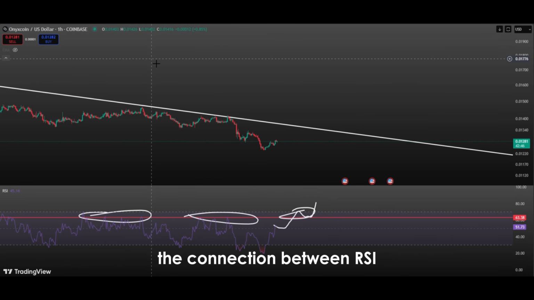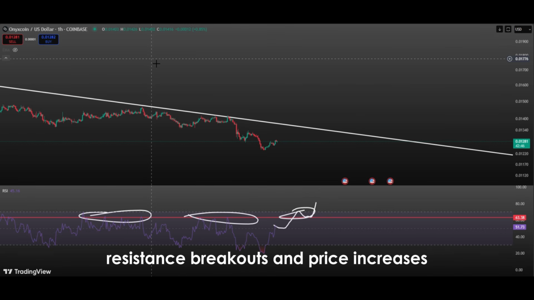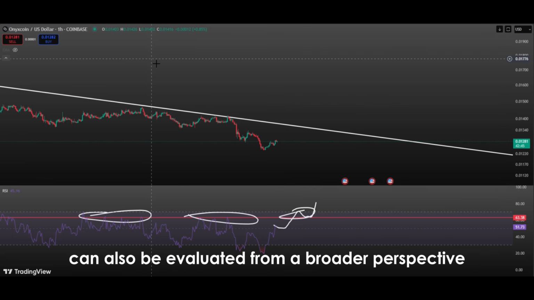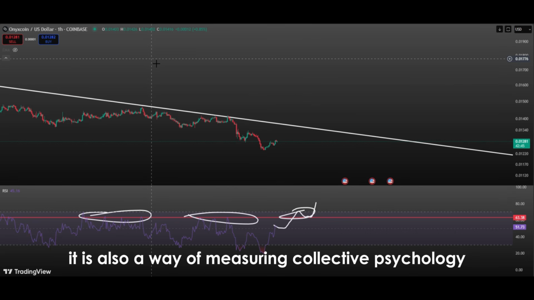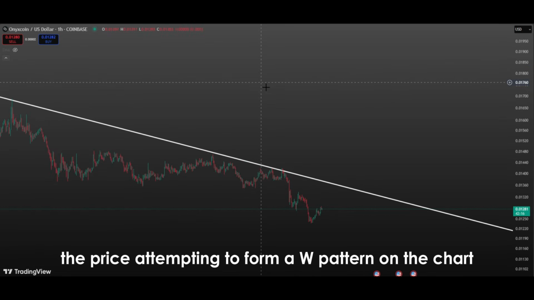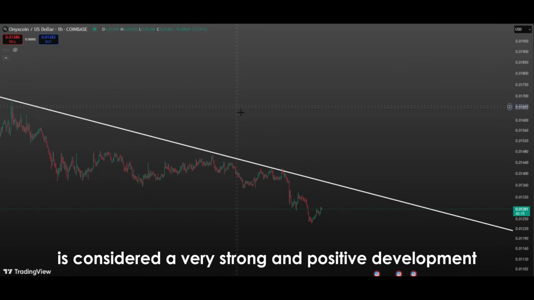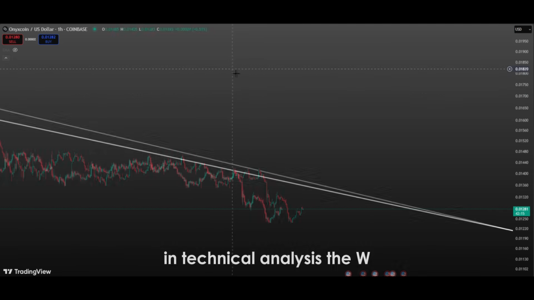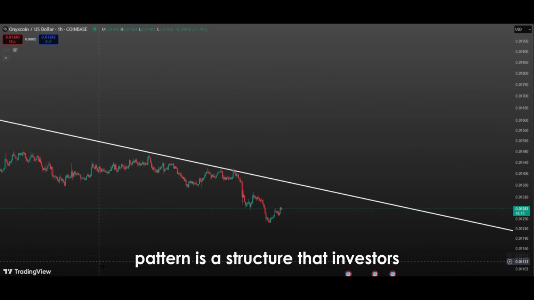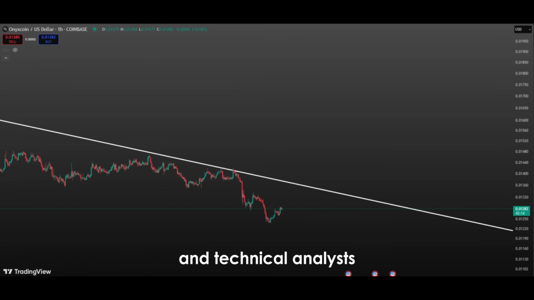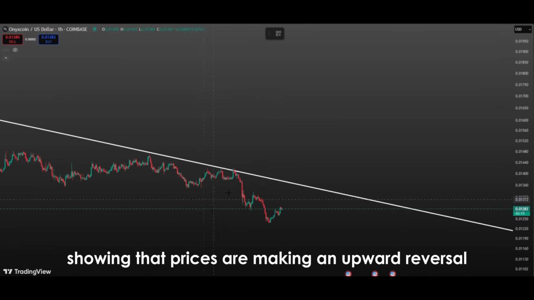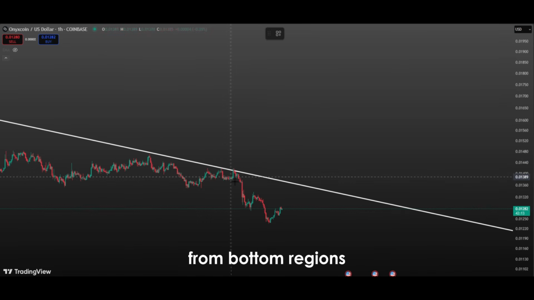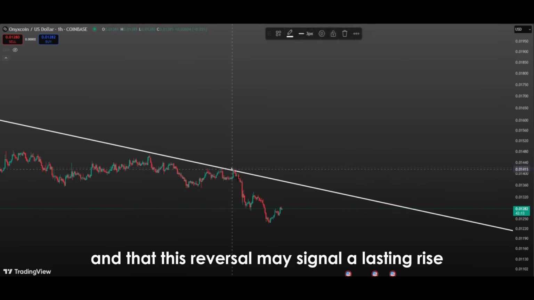The connection between RSI resistance breakouts and price increases can also be evaluated from a broader perspective. In markets, technical analysis is not just about looking at charts, it is also a way of measuring collective psychology. The price attempting to form a W pattern on the chart is considered a very strong and positive development in technical analysis. The W pattern is a structure that investors and technical analysts have been carefully following for many years, showing that prices are making an upward reversal from bottom regions and that this reversal may signal a lasting rise.